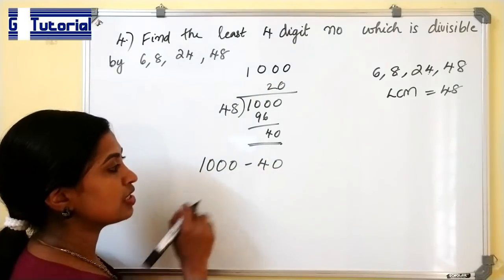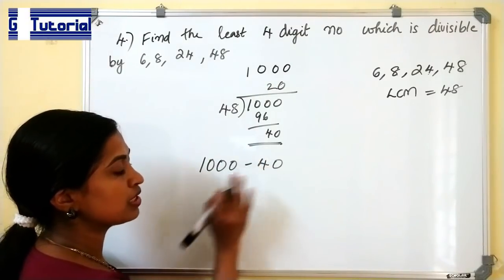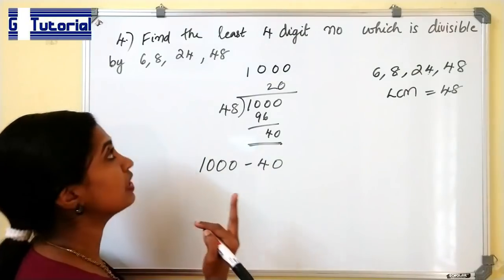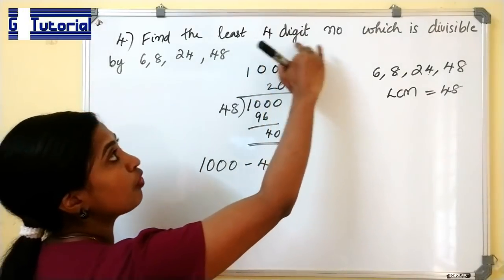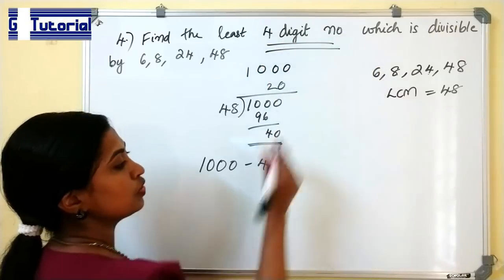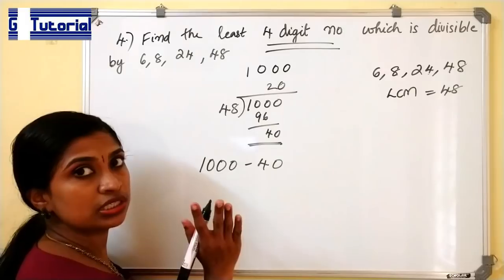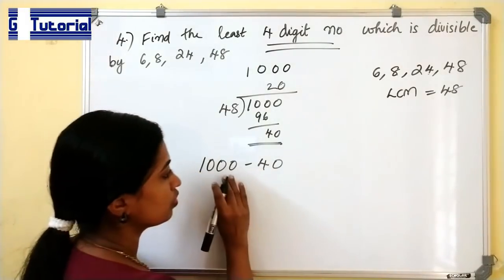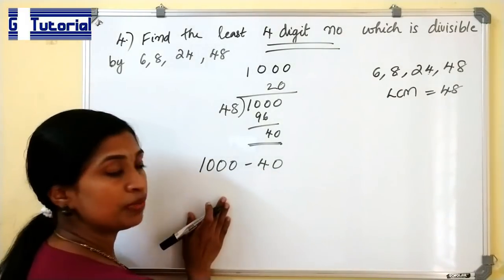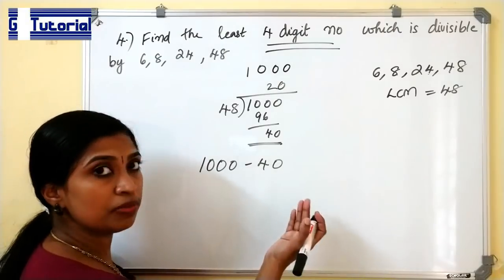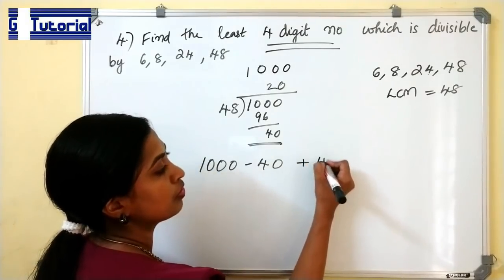But in this case, if we are subtracting 1000 minus 40, we will get a 3 digit number. But we are asked to find the least 4 digit number. So the next multiple of 48 is the correct answer. We will get a 4 digit number. So 1000 minus 40 gives a multiple of 48. Next multiple is plus 48.